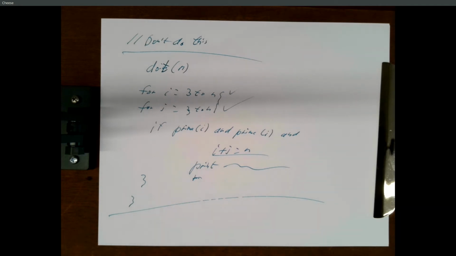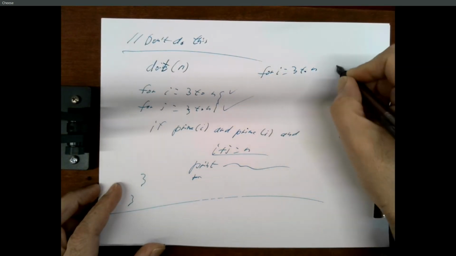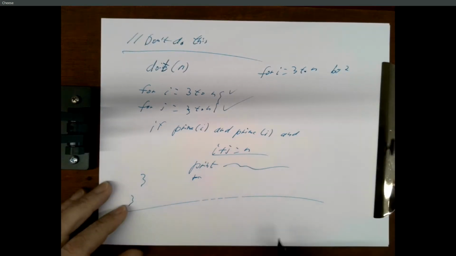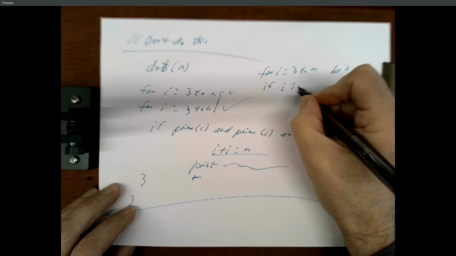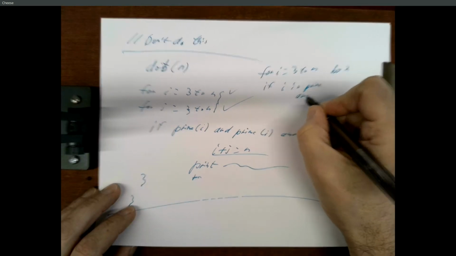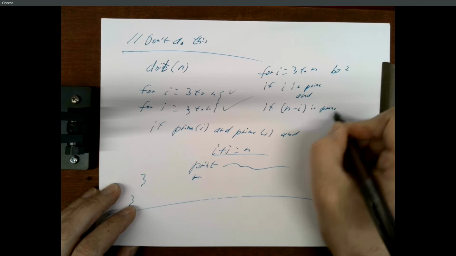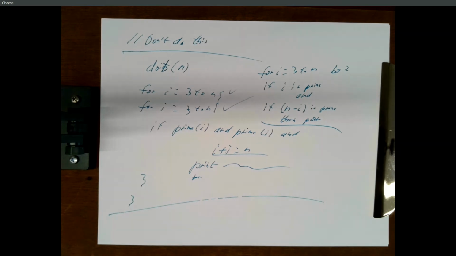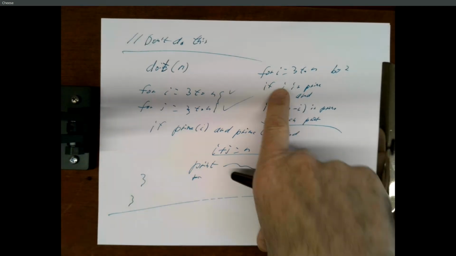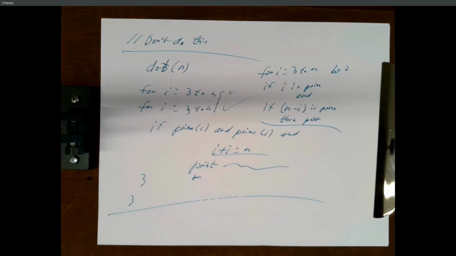A better approach is for i equals 3 to n, and go by twos, because we're only interested in odd prime numbers. If i is prime, and if n minus i is prime, then we're all good. Then we can print out, hey, this is expressible as this prime number plus that prime number. And this is plenty efficient if you have a good prime number checker.